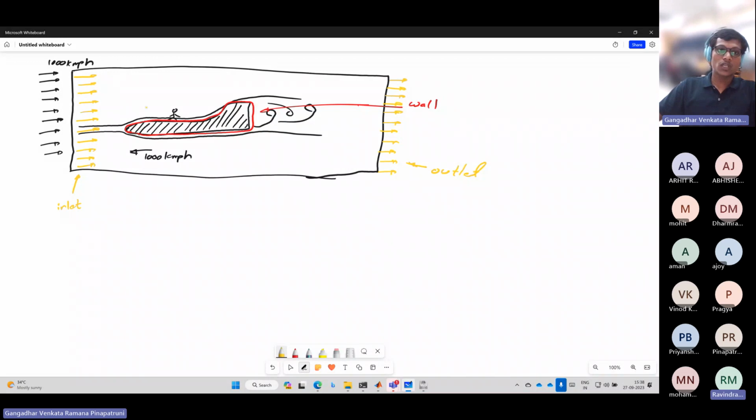Okay, thank you. So what are the conditions I should give? What are the boundary conditions for these four remaining edges? Let's see one by one.